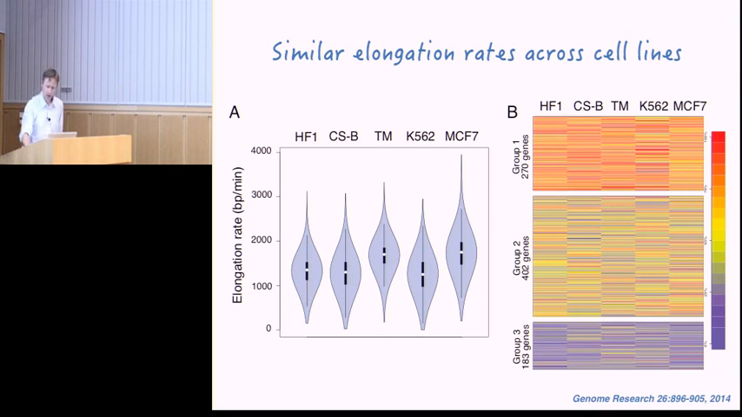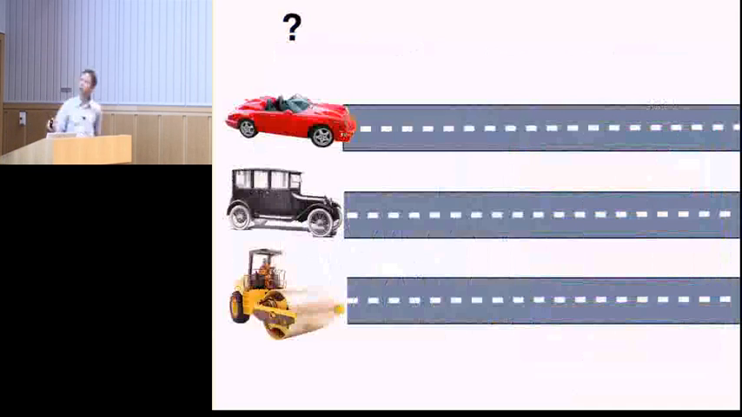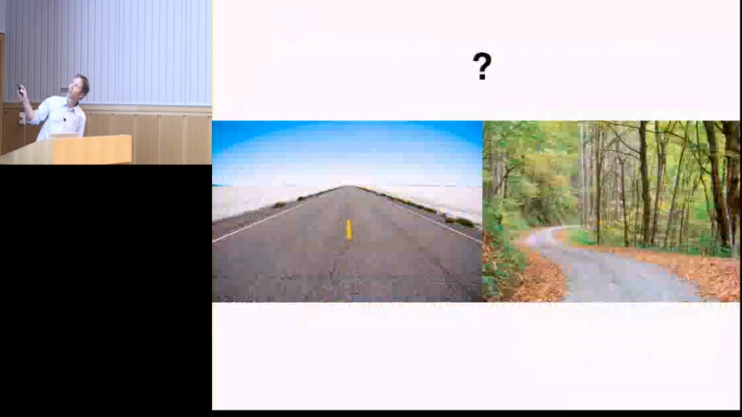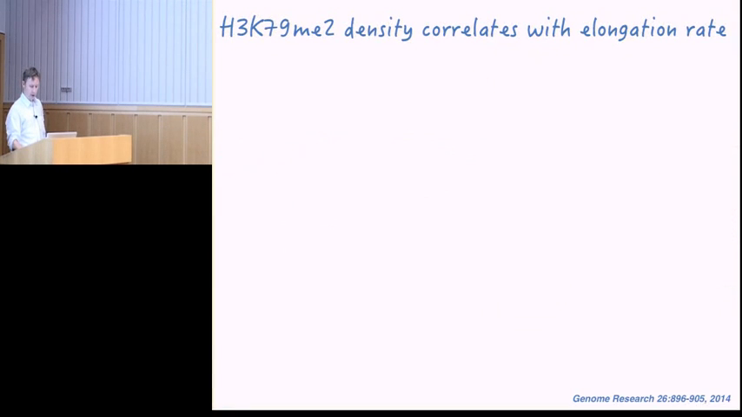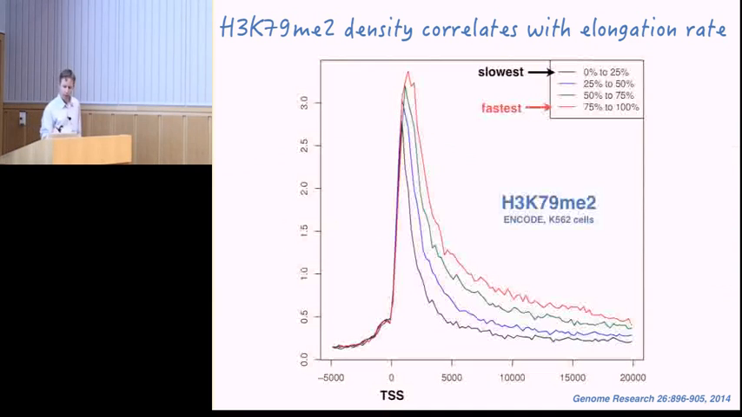So we were wondering what makes a gene slow and what makes a gene fast. Is it something with the RNA polymerase that differs, that makes it go fast, go slow? Or is it features of the gene itself that makes it go fast and slow? So we looked at a number of different DNA features, and one feature that came up was an epigenetic mark, H3K79me2. So we ordered the genes in 4 groups, from the fastest 25% to the slowest 25%.